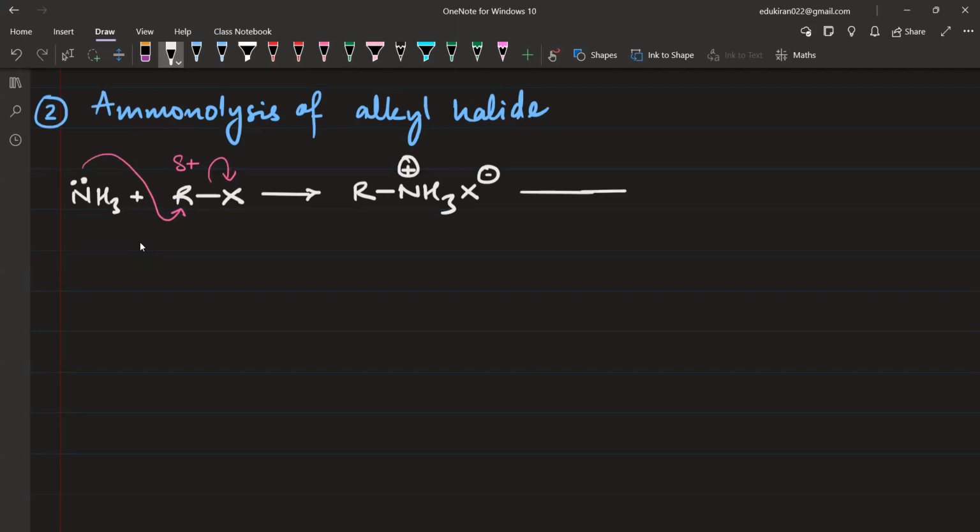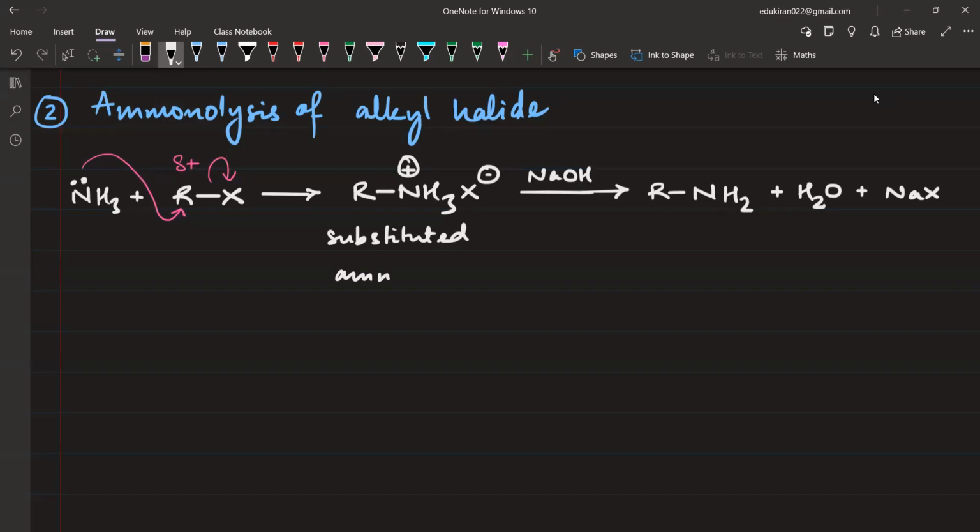And when you use a base here, NaOH, then one of the hydrogens is released from the salt, that is the substituted ammonium salt. One of the hydrogens is released and you get RNH2 plus H2O and NaX. And this is known as substituted ammonium salt. This is the reaction, so look carefully.